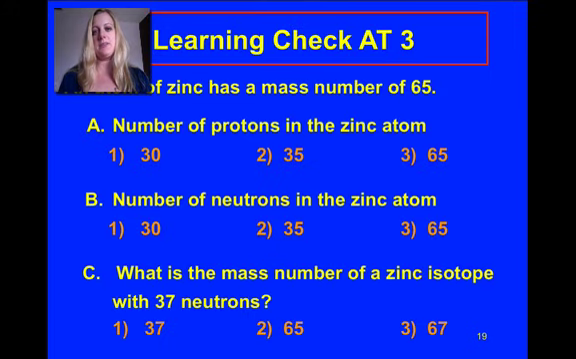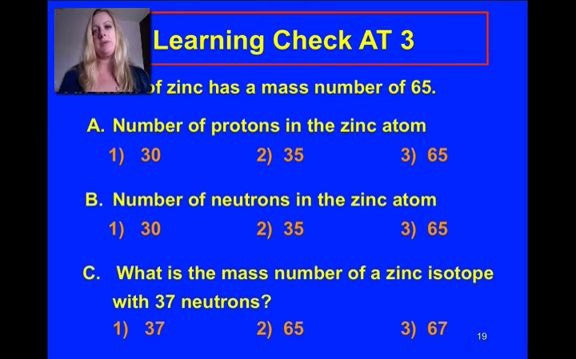All right, what about this one? Now let's say we have an atom of zinc and we know that the mass number is 65. So now you have to go to the periodic table and look at the protons. All right, did you get it right?